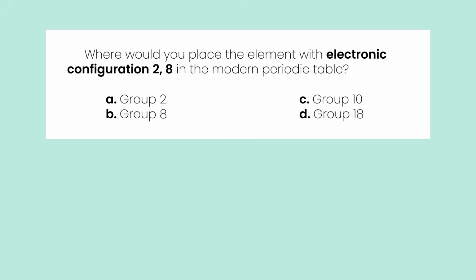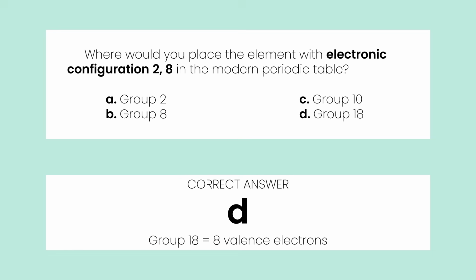Where would you place the element with the electron configuration 2, 8 in the modern periodic table? Is it A, group 2, B, group 8, C, group 10, or D, group 18? The correct answer is D, group 18. Why? Because 2, 8 means the outer shell has 8 electrons, a full stable shell. And that's the defining feature of group 18, the noble gases.